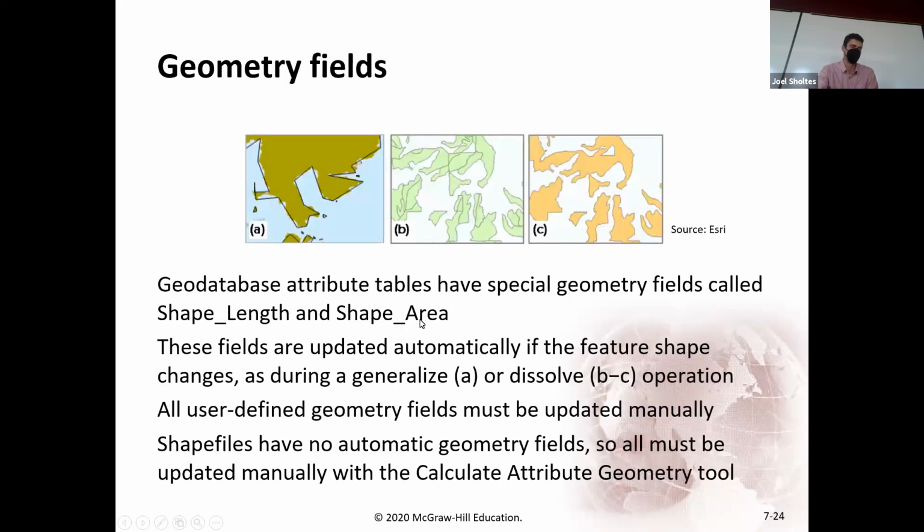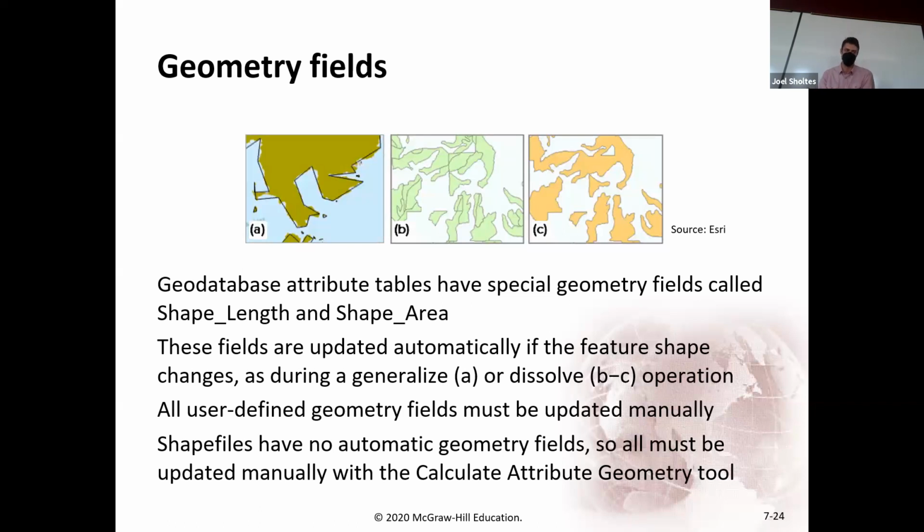So maybe the shape area is given in some, for example, if your shapefile is projected in WGS 84 lat long, what would area be? What would the units of area be? I don't actually know the answer to that. So I don't know what it would be.